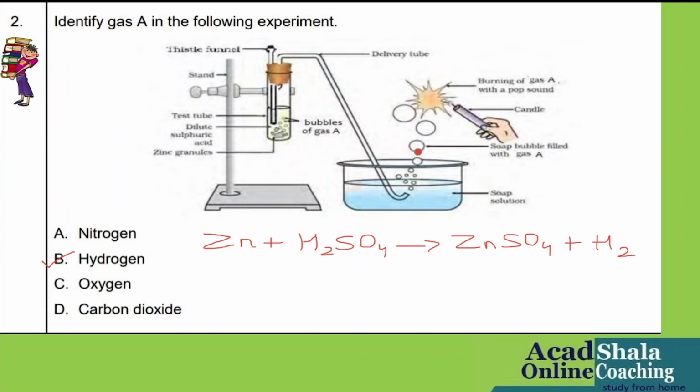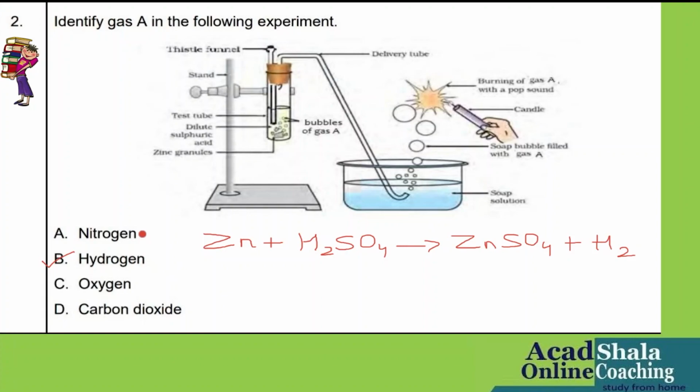following experiment. Okay. Now we also know they are showing over here that the gas is burning with a pop sound. Everybody knows burning with a pop sound means which gas? Hydrogen. So first let us write the reaction. That means in this test tube we are seeing the zinc granules and dilute sulfuric acid. Let us write down the reaction. Zn plus H2SO4 gives you zinc sulfate plus hydrogen gas.